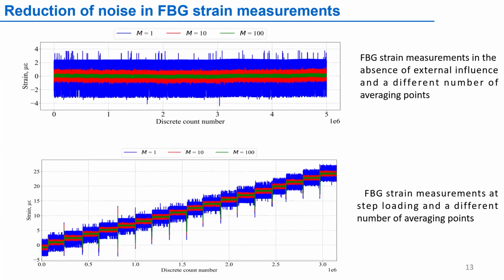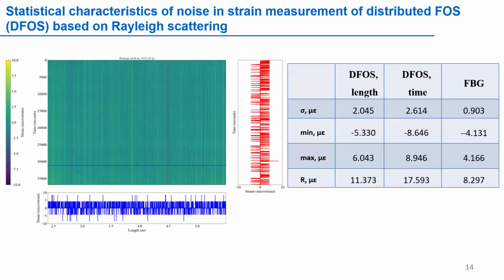And here on this slide, you can see how this moving average filter was applied to two conditions: without any force applied, and with some force applied, with strain increased by step load. The same was done for distributed fiber optic sensors. And now we have not only the time dimension, but also the length dimension.